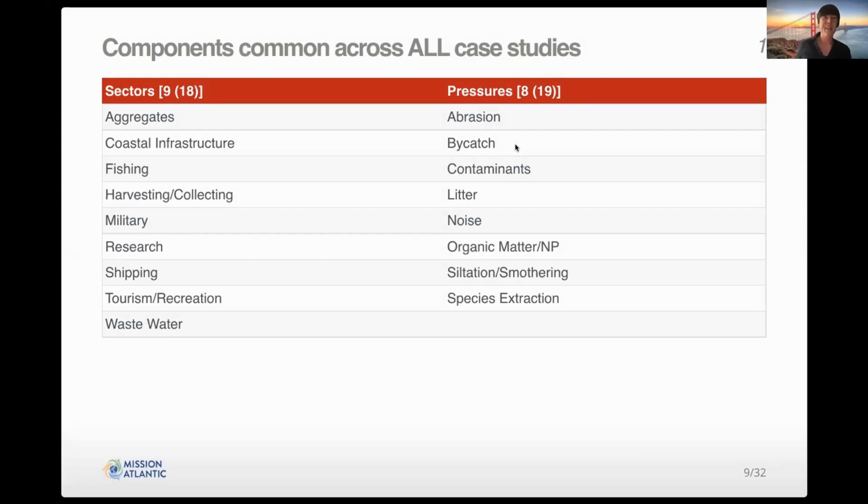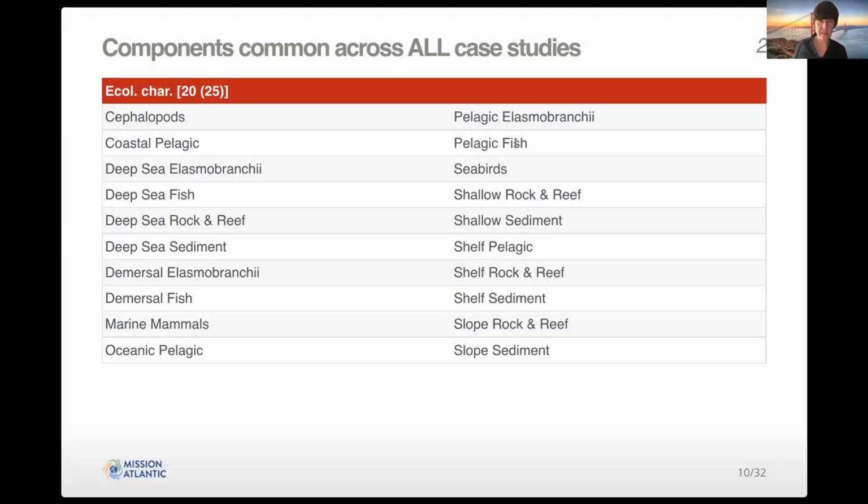You know well that you had 18 sectors to choose from to build your linkages, and half of them occurred across all case studies. So aggregates, coastal infrastructure, fishing, harvesting, collecting, military research, shipping, tourism or recreation, and wastewater. Similar is it also with the pressures. Half of them occurred across all of those case studies, like abrasion, bycatch, contaminants, and so on. In terms of the ecological characteristics, almost all components occurred in all case studies. Components like mangroves or seagrass, for example, didn't occur in all of them. They're more related to tropical areas.